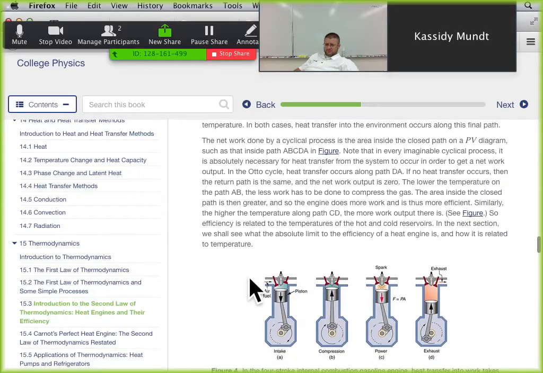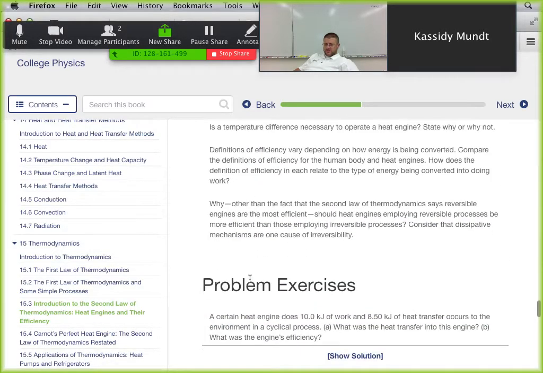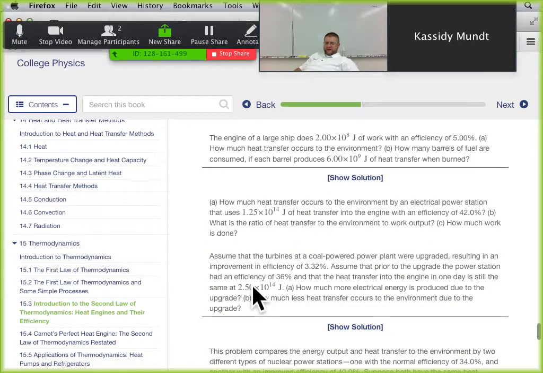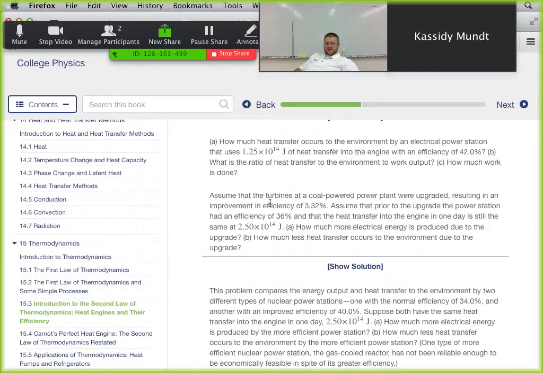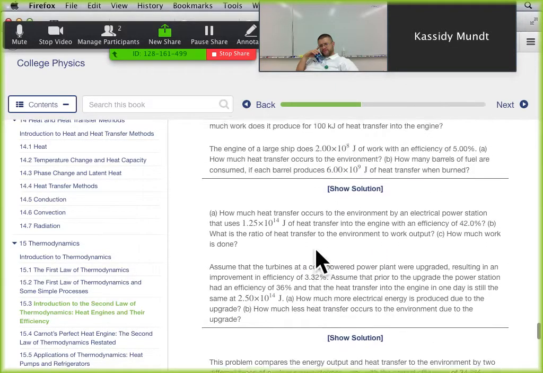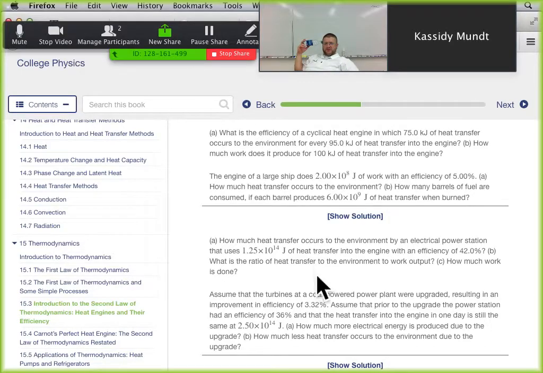Sounds familiar. Because we talked about the fact that this one is the turbines at a coal-powered power plant. Improvement of efficiency to 3.32%. Is that the right one? Oh, no. It's the one above it. How much heat transfer occurs to the environment by an electrical power station that uses 1.25 times 10 to the 14 and has an efficiency of 42%. So it's the top one. How much heat transfer occurs?